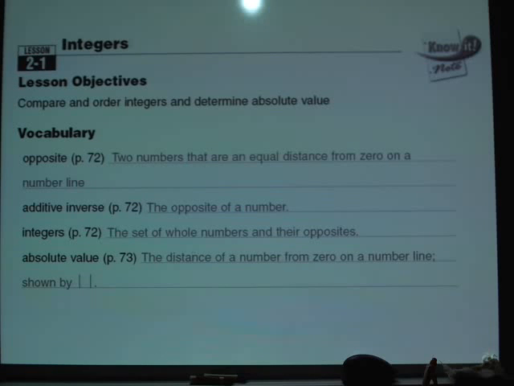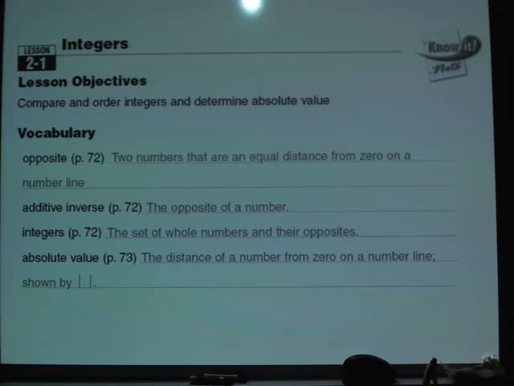So, some definitions here to go with our concept of integers. Opposite, we've already used that word. Opposite: two numbers that are an equal distance from zero on a number line. The additive inverse, that's the opposite of a number. So after we find the opposite, that number is the additive inverse. And the additive inverse is the opposite of a number.